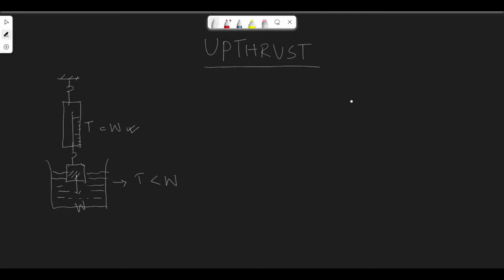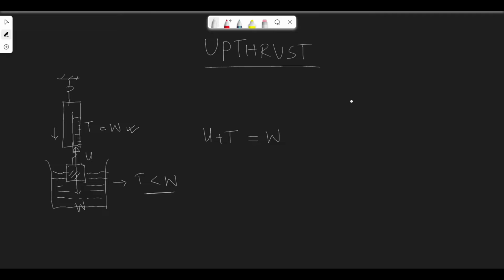So we see the tension value right here decrease. Now what happens, why does the tension value decrease? It is the upthrust which is acting on this block in the upward direction due to the pressure difference. This upthrust is now going to be added with the tension, which is lower than the actual weight of the object, and this sum is going to be equal to the weight of the object.